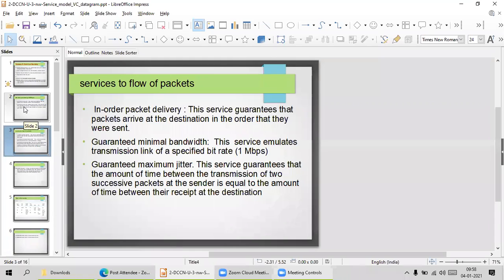Next, guaranteed maximum jitter. That means the time between successive packets is equal, or there is not much difference. Within milliseconds only, two successive packets must reach the receiver end, as in YouTube audio and video, not lots of seconds. It takes less time, not more than microseconds or nanoseconds.